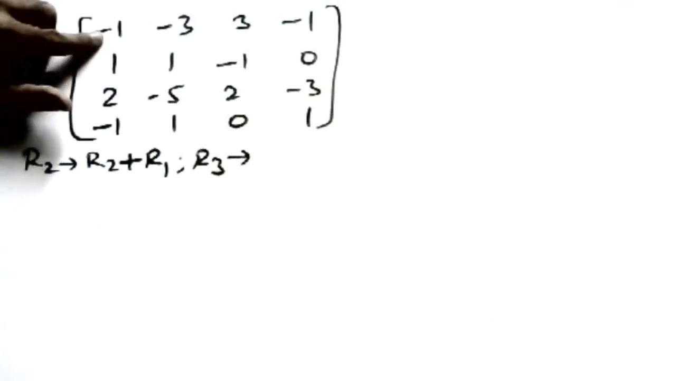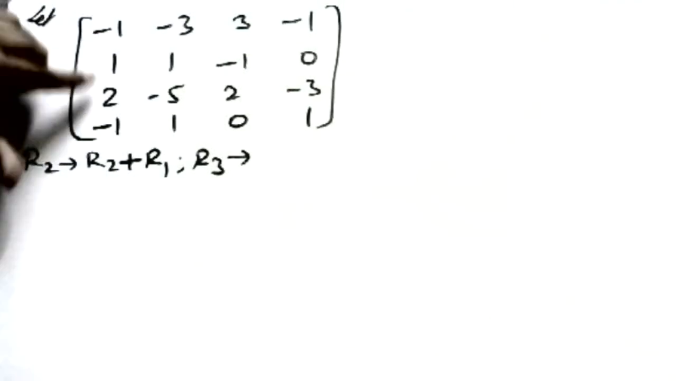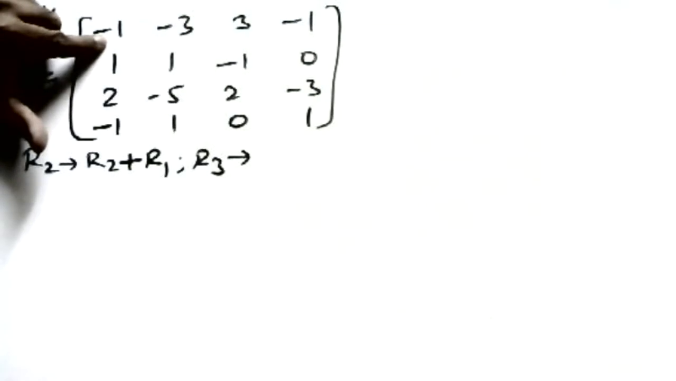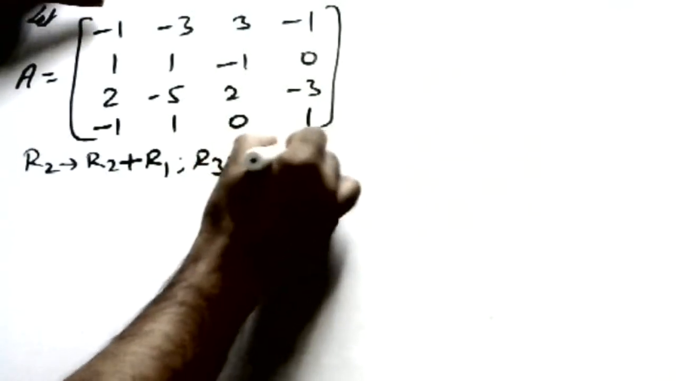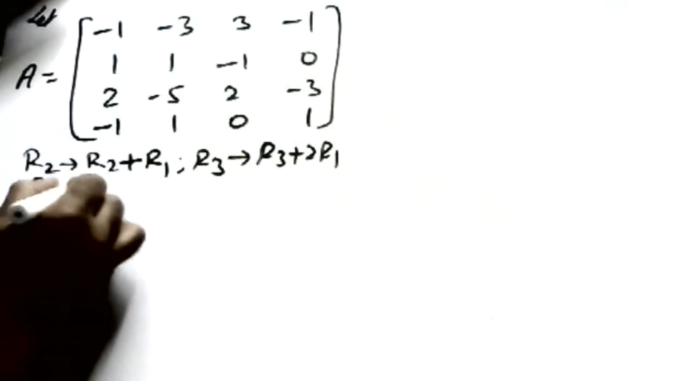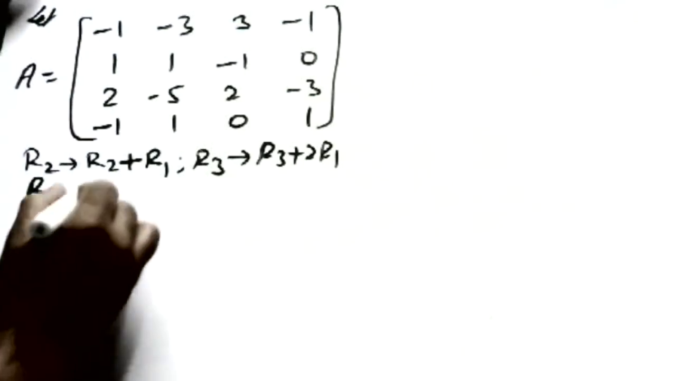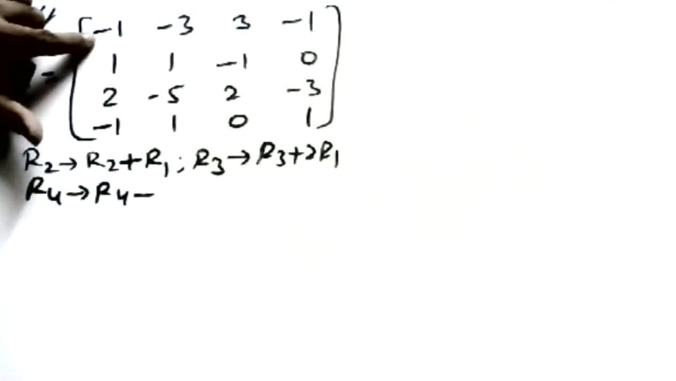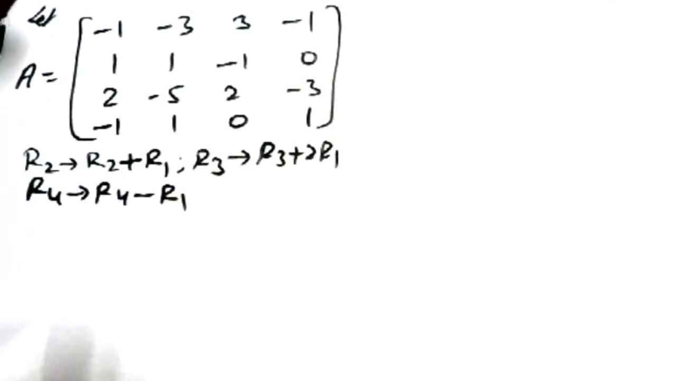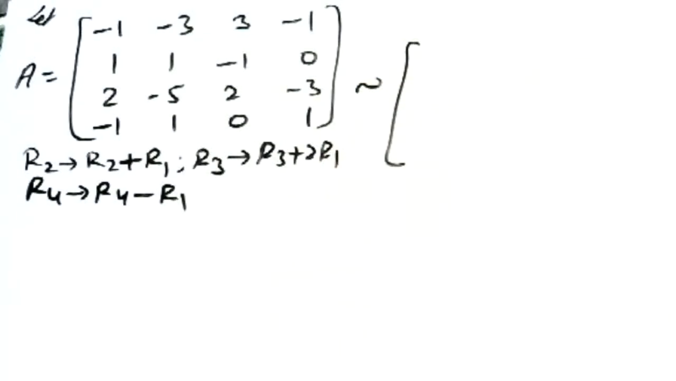Now R3 implies, now see here it is 2, it is 1, so multiply this with 2: R3 plus 2R1. And lastly we are left with R4. R4 implies, you see this is minus 1, this is minus 1, so write R4 minus R1, minus of minus will become plus 1 0. R4 minus R1. Okay, this is the first step, so I am changing here itself.